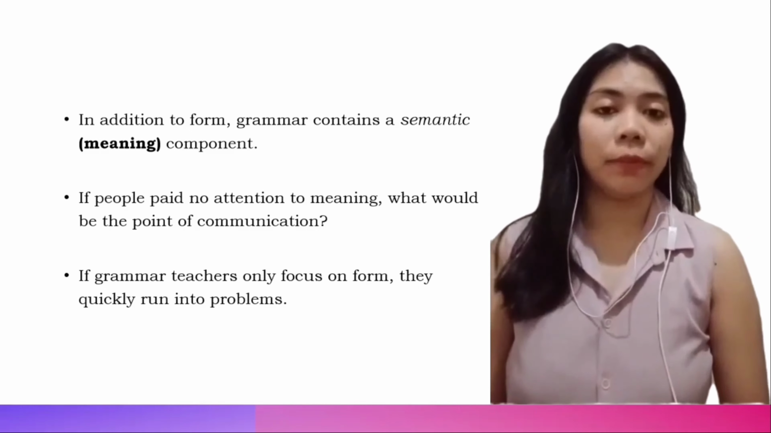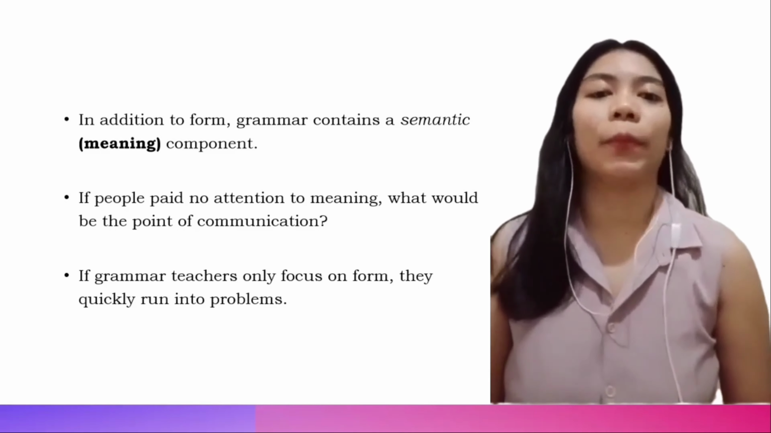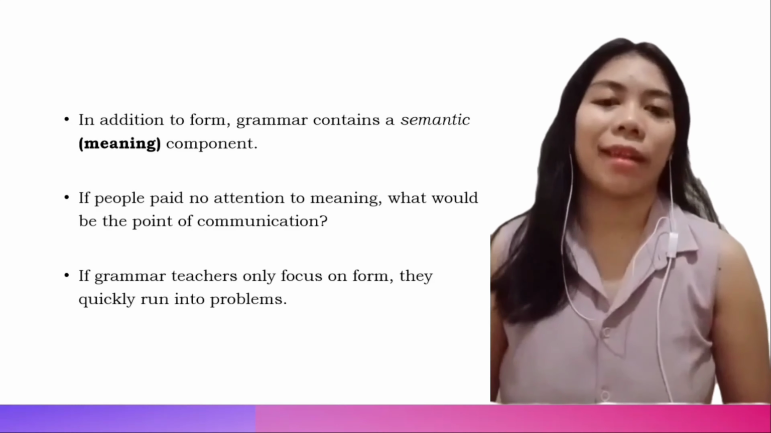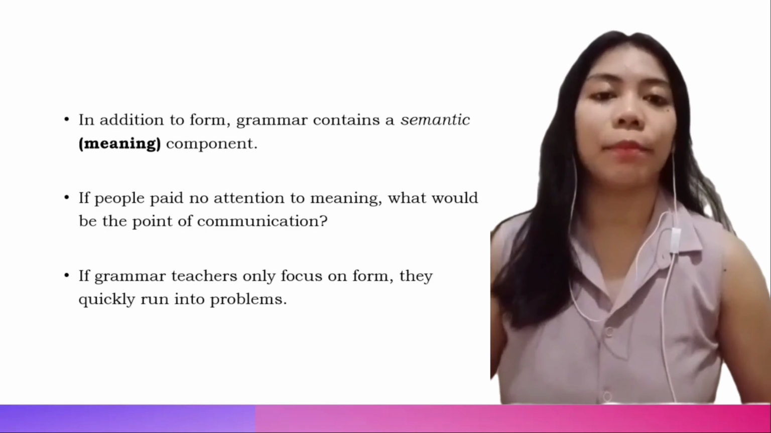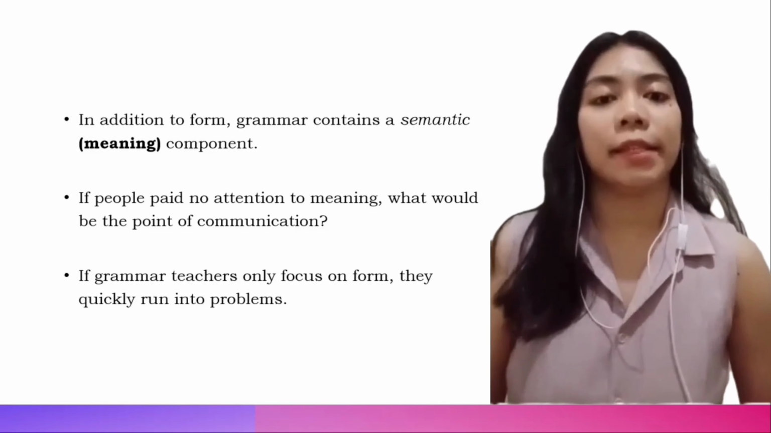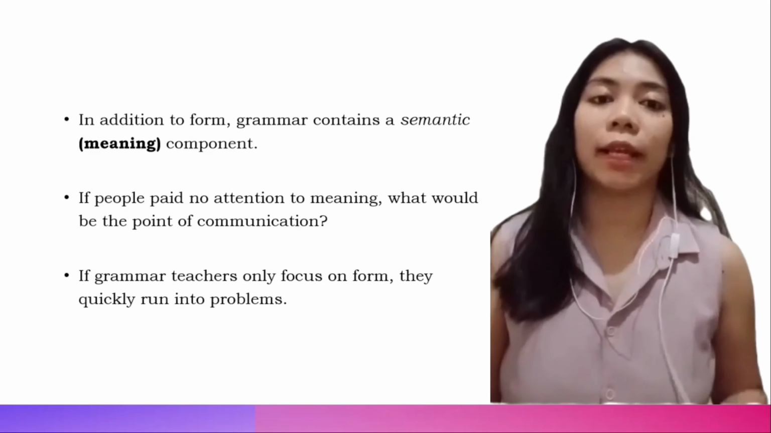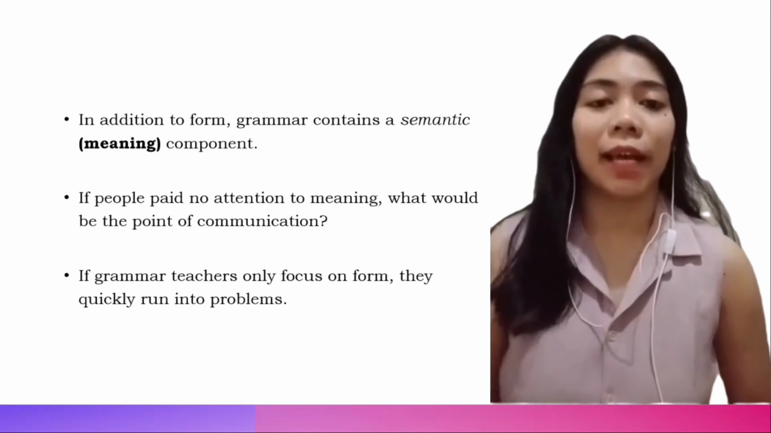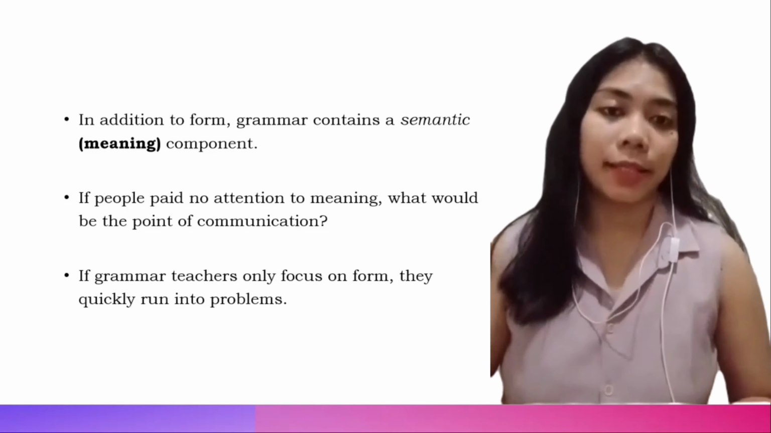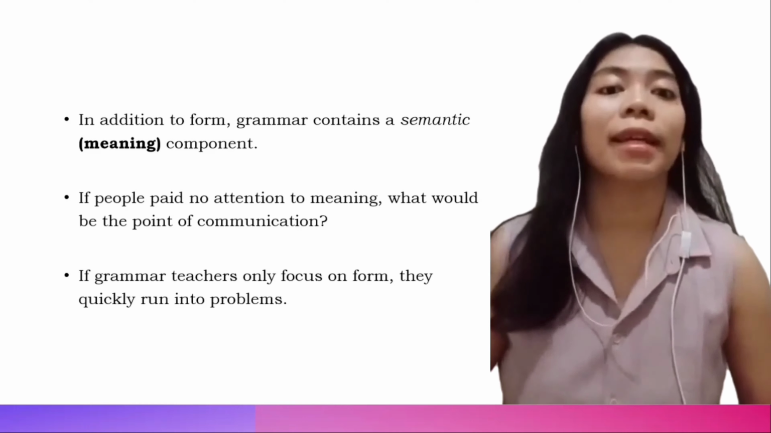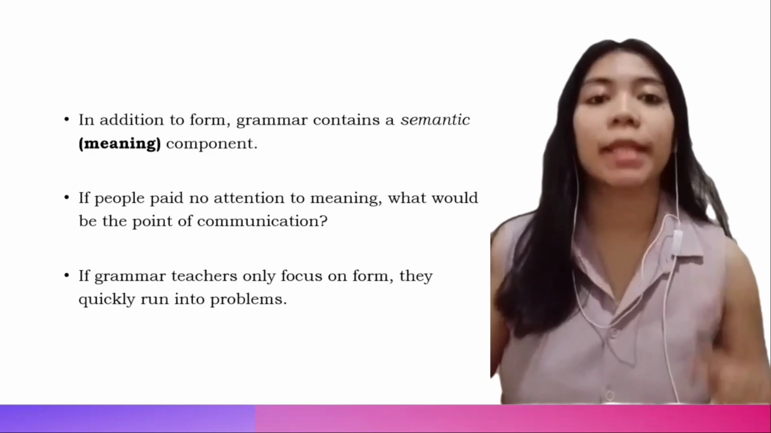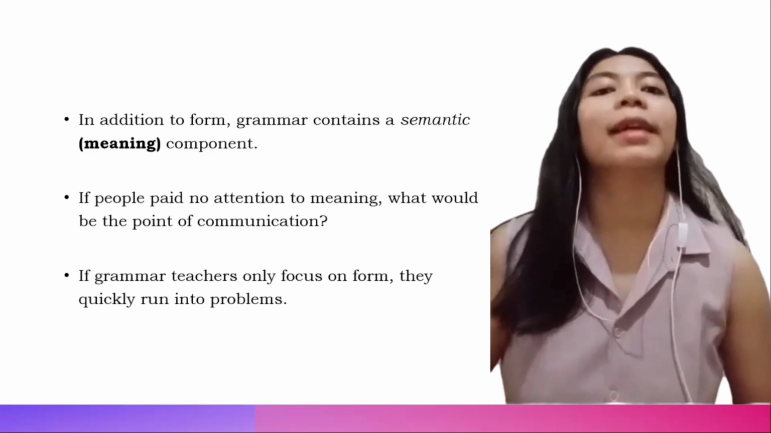In addition to form, grammar contains a semantic component. When we say semantic component, it is the study of the meaning of words and sentences. There are three categories in semantics. The first one is lexical semantics. It is the study of the word. It is basically the meaning of the word, word by word. And the second one is phrasal semantics. It is the study of the construction of the meaning of phrases and sentences.